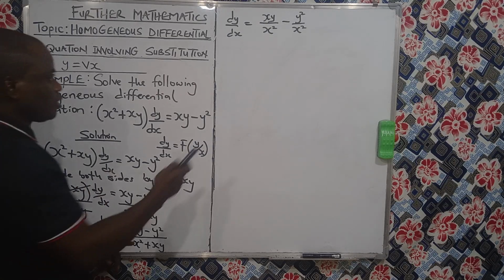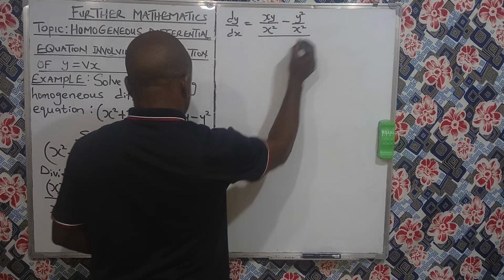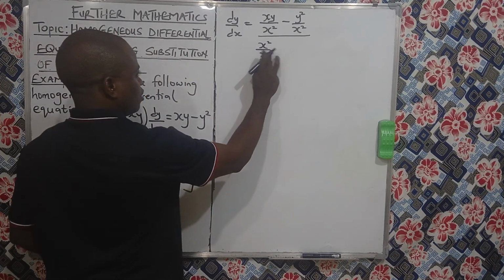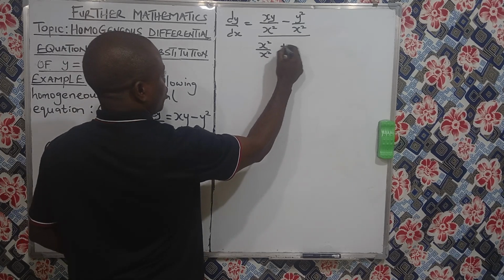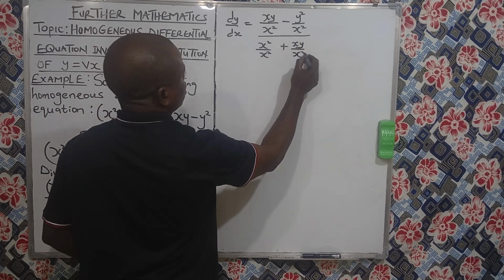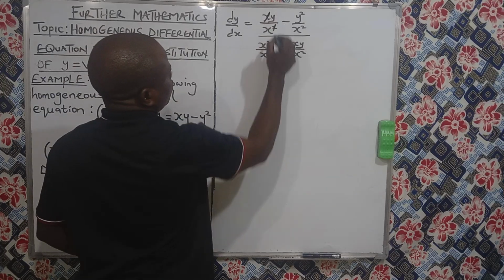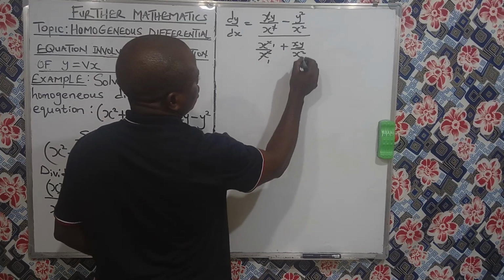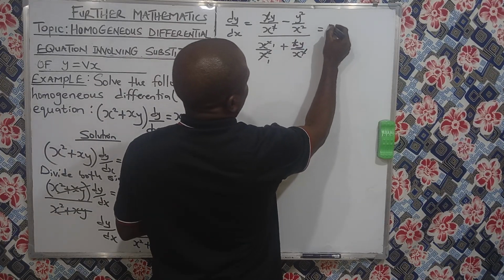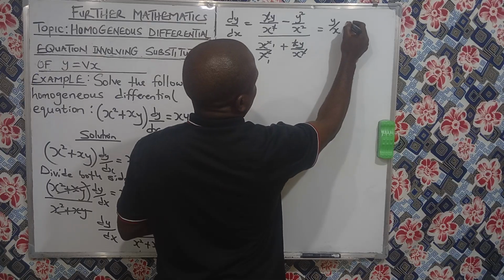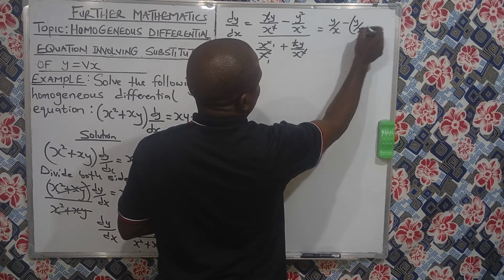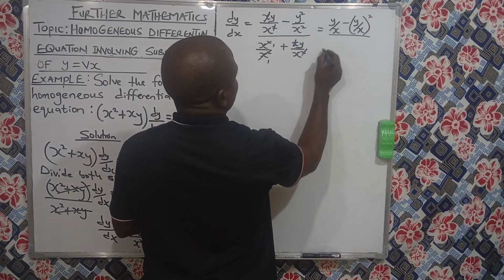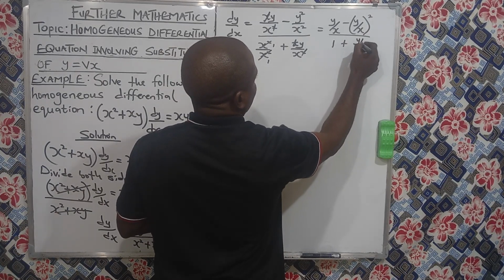Okay, now divide by x squared, divided by x squared, plus xy divided by x squared. x cancels one of the x. We have x squared cancel x squared. x cancels one of the x. Now we have y over x minus y over x, let the two be in brackets and squared together, over 1 plus y over x.